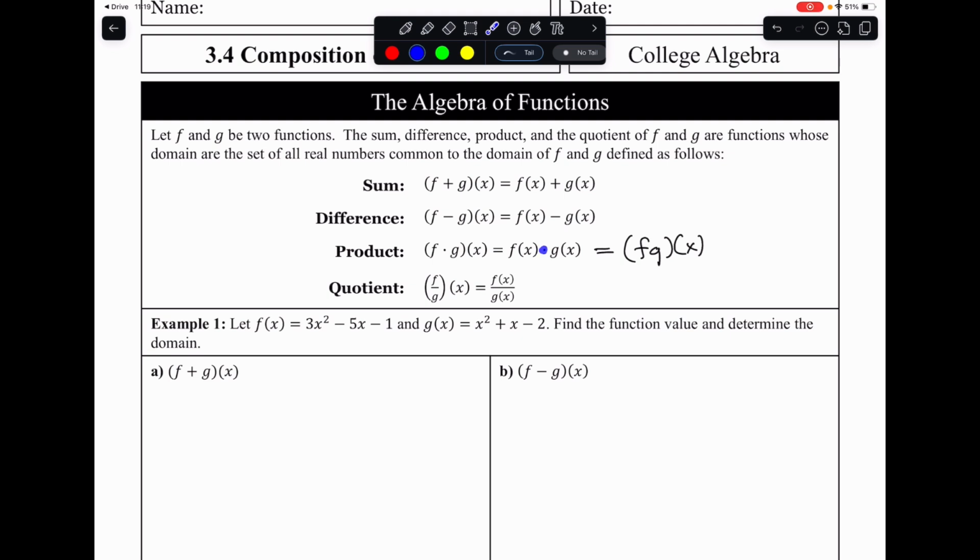So most books and most reading material do put a little dot in between to indicate that we're multiplying these two functions. So let's look at some examples of this, and we'll start with sum and difference, and how do I add two functions together.